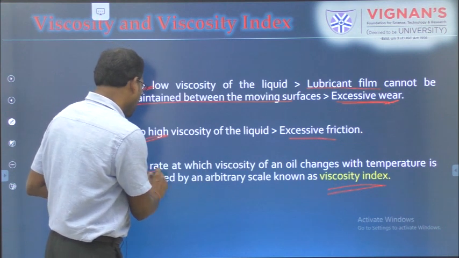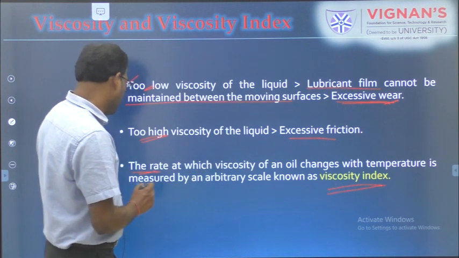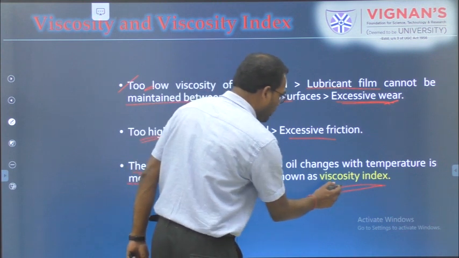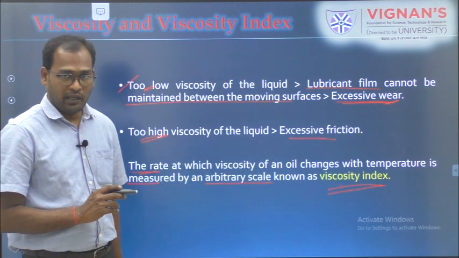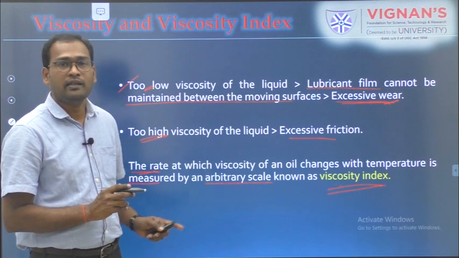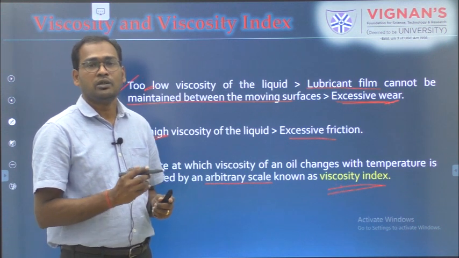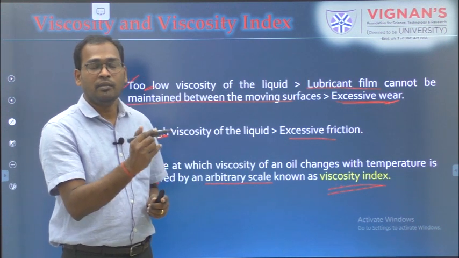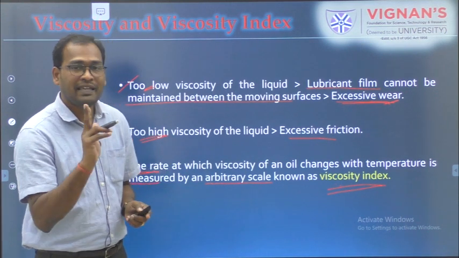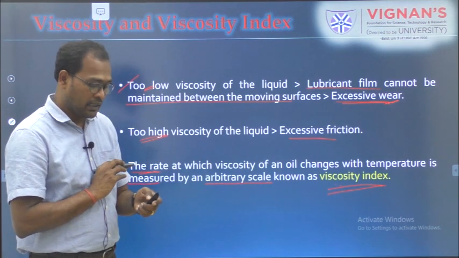It goes like this: the rate at which viscosity of an oil changes with temperature is measured by an arbitrary scale known as viscosity index. The effect of the rate of viscosity as a function of temperature is measured using this viscosity index. Along with it, you can also check whether the material is having the required viscosity or not. Okay. So, these two parameters can be obtained from this viscosity index characteristic, right.